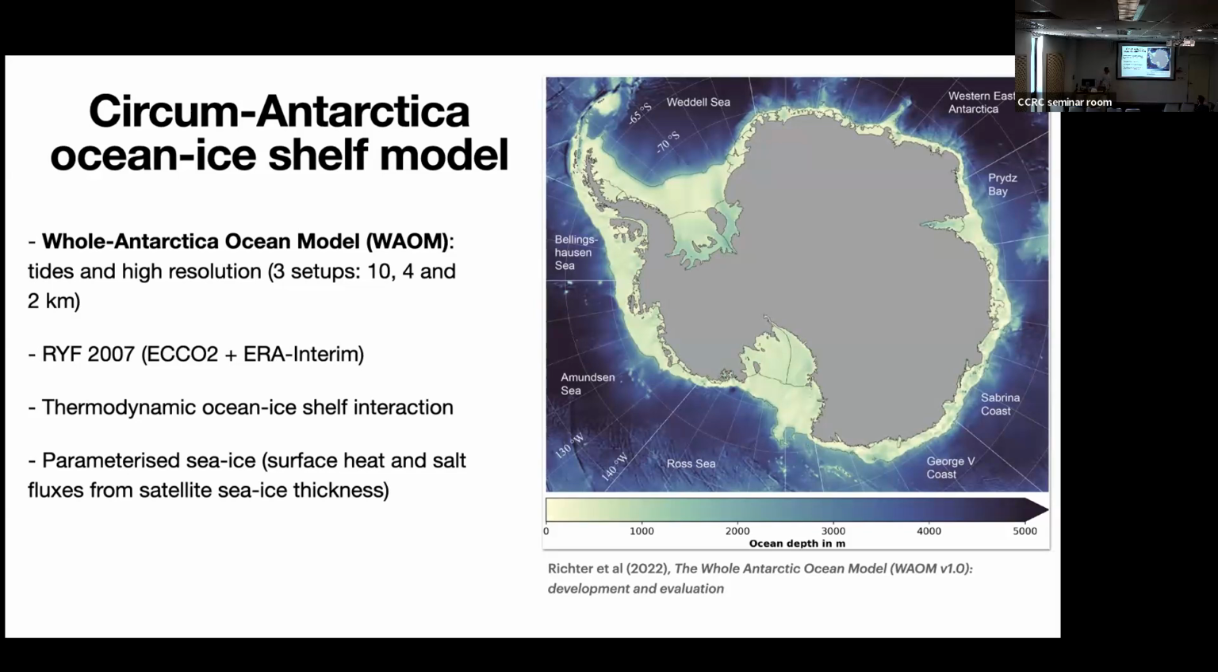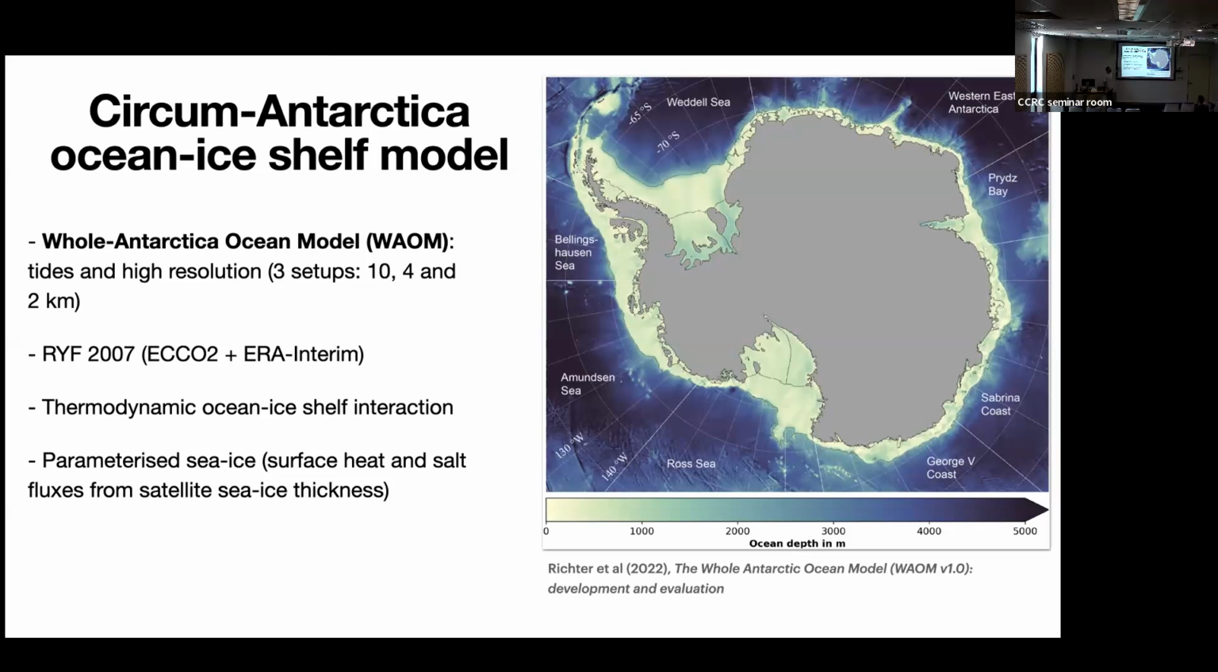It's called the Whole-Antarctica Ocean Model. It's based on ROMS. This model has 3 different setups with different resolutions, one with 10, one with 4, and another one with 2 kilometers. And all of them include tides. This is a repeat year forcing, representing the year 2007. You have ERA-Interim winds and ECCO analysis at the open boundaries.